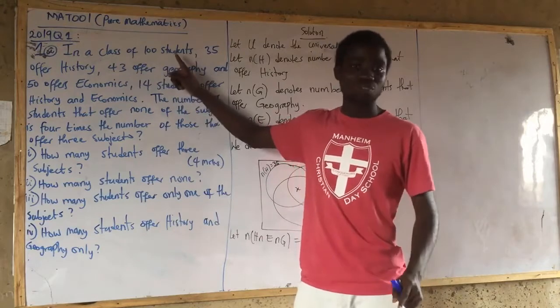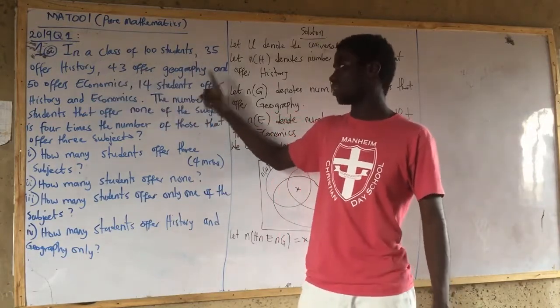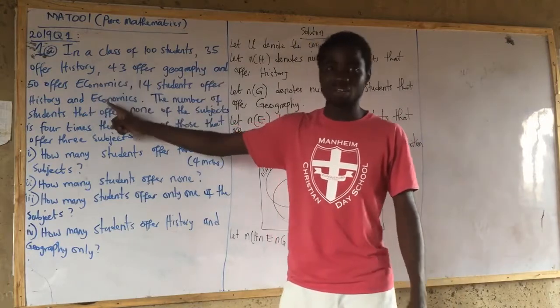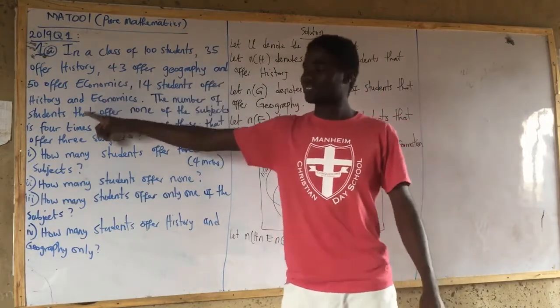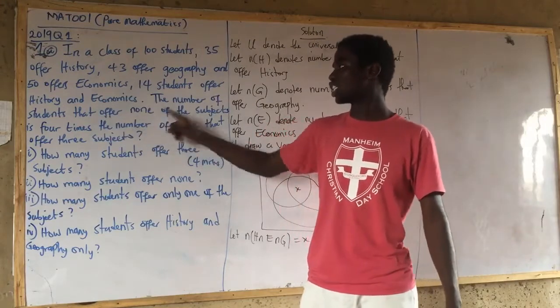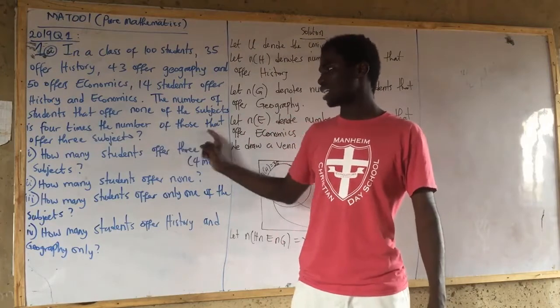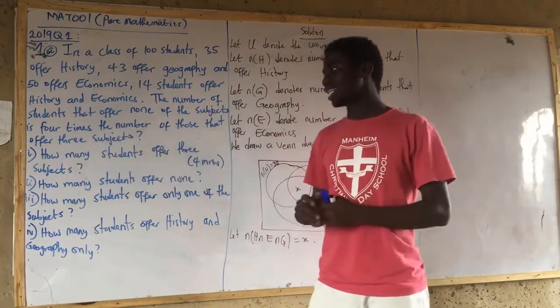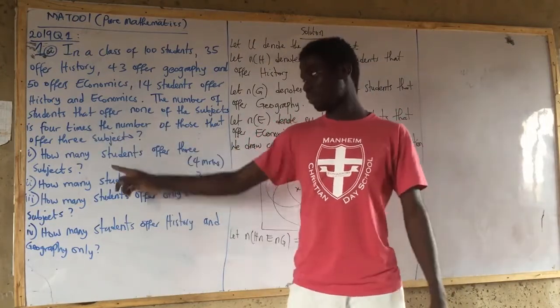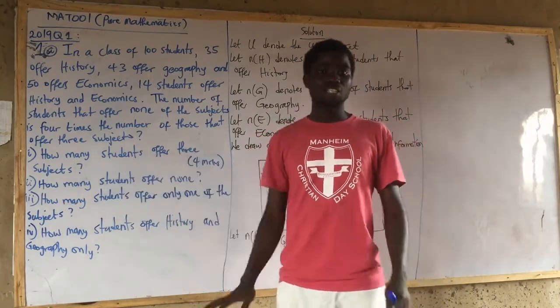Now, in a class of 100 students, 35 offer history, 43 offer geography, and 50 offer economics. 14 students offer history and economics. So the number of students that offer none of the subjects is 4 times the number of those that offer 3 subjects. Now, this is the question: how many students offer 3 subjects? How many students offer none? Then you will see the rest.